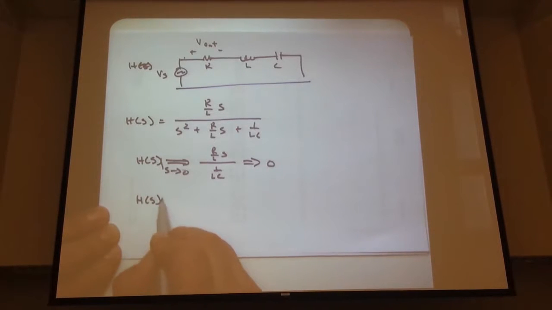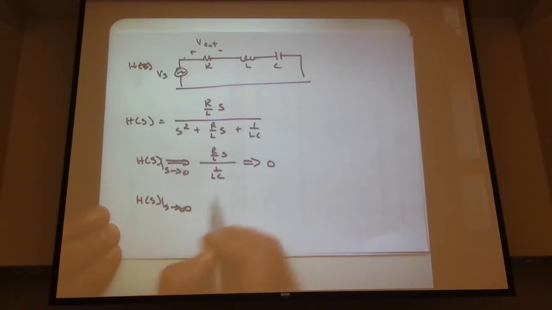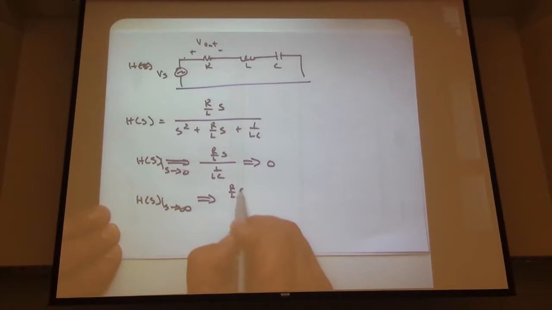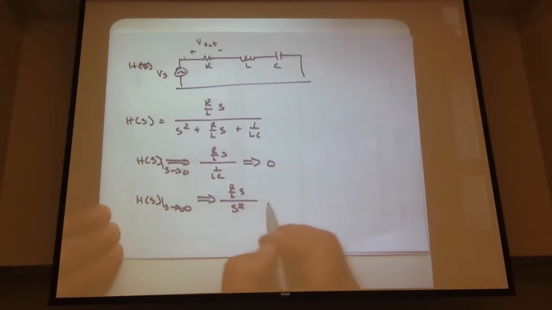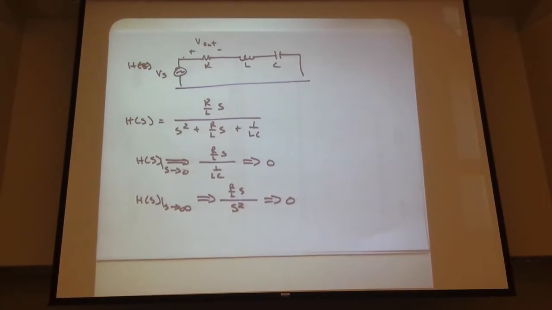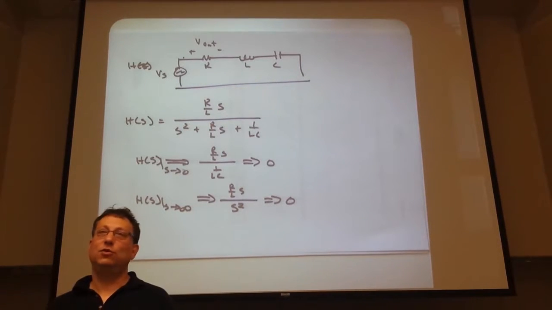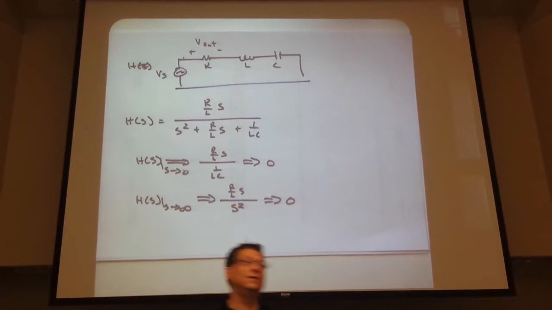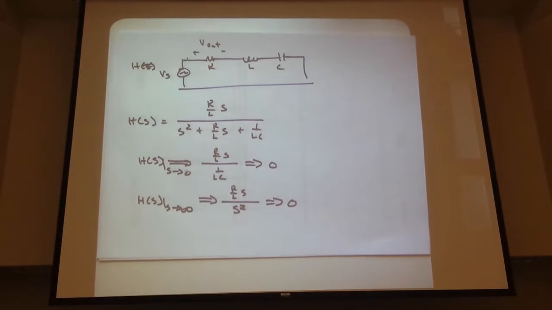H of S, S goes to infinity. And what do we wind up with there? R over L, S squared, keeping the dominant term, and as I just shouted out, we also go to 0. So maybe this is just a stop all filter, which would be kind of cool. But we can look at some place in between. And that's what you did on the homework.